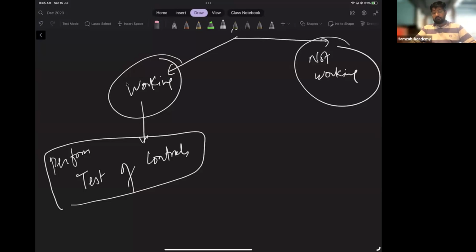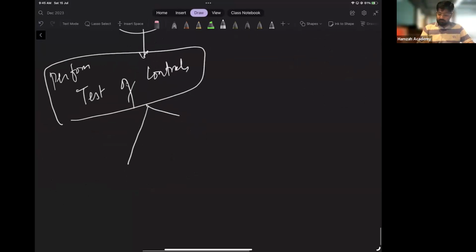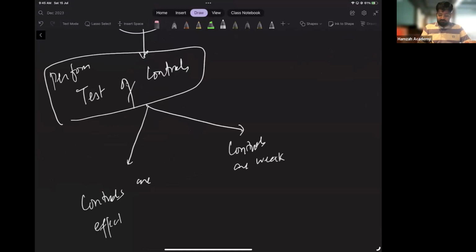From the test of controls, it looks like controls are working, so I will check whether they are actually working. Two possibilities are there: first, controls are weak; second, controls are effective. After testing, now I got to know whether the initial image was correct or not.